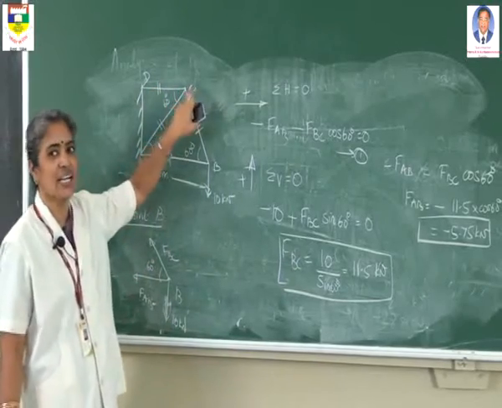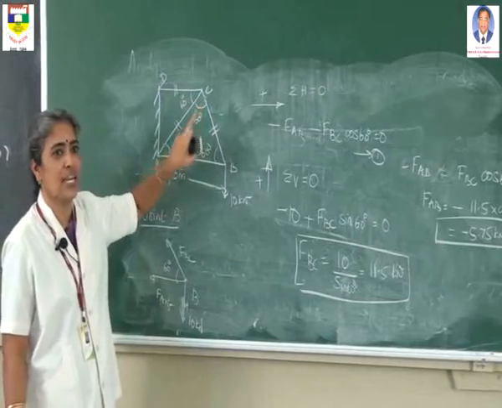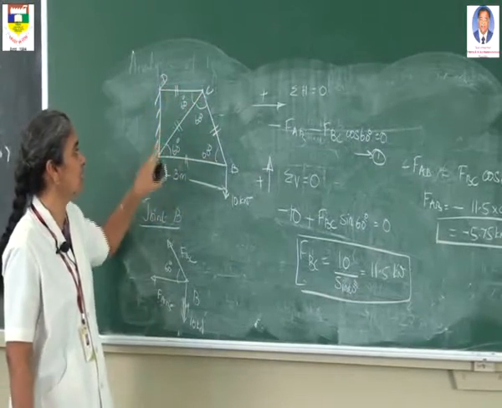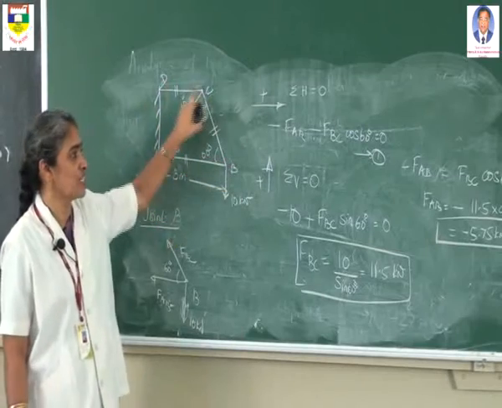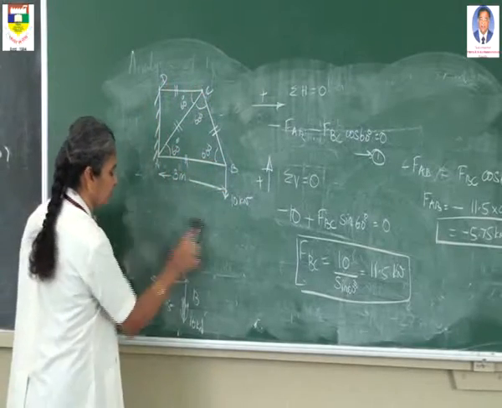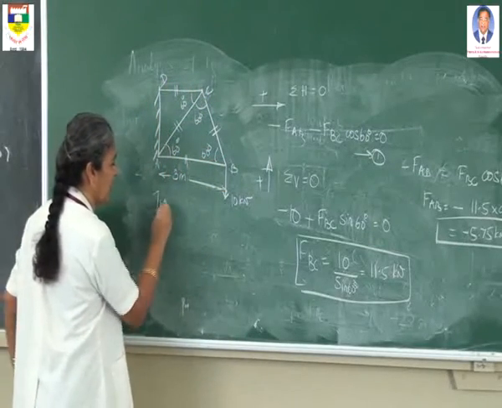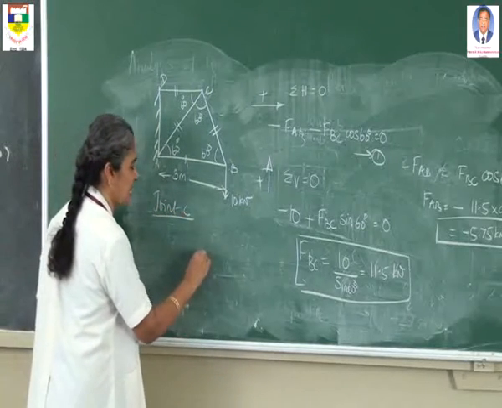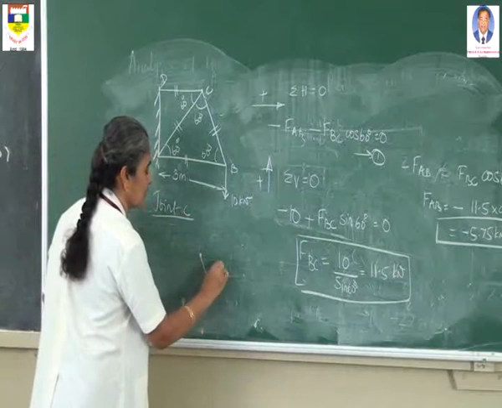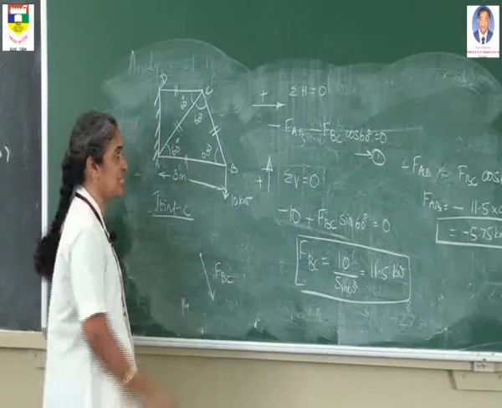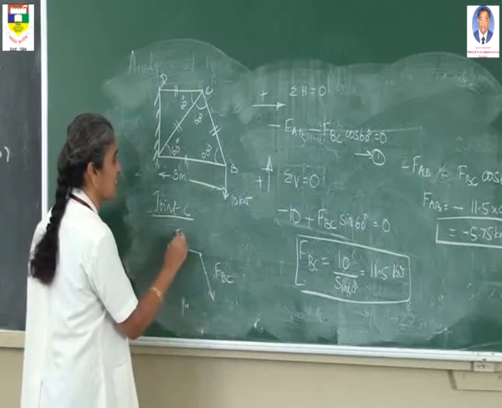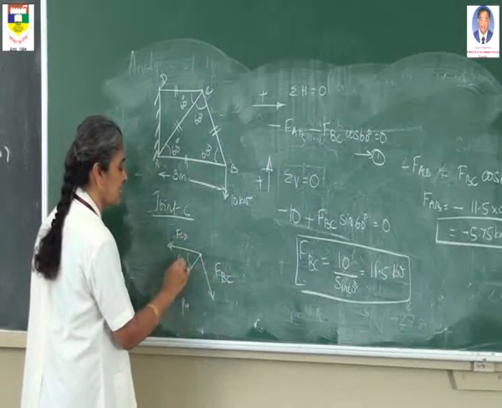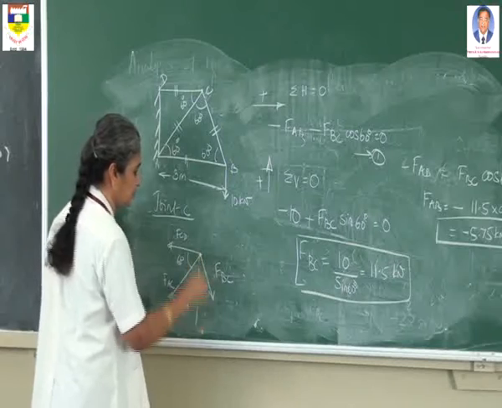For that you have to consider the joint C. At the joint C, how many members are meeting? Three members. One is CD, another one is CA, another one is CB. So you select the joint C. Again we have to draw the free body diagram of joint C. At the joint C, this member force is FBC and this member force is FCD and this member force is FAC, and this angle is 60 degree.